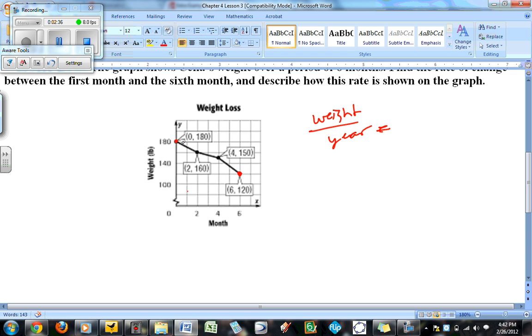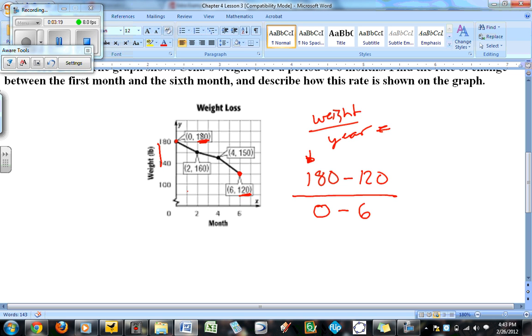So her starting weight at month 0, from 0 to 6, is 180. To find her change in weight, we're going to go 180 minus 120. If you read our graph, the second number, the weight, is 180, and after 6 months, it's 120. And then we're going to subtract. Since we started with month 0, we determine how many months it is. So it's 0 months minus 6 months. And why is that important? I'll show you here in a little bit.